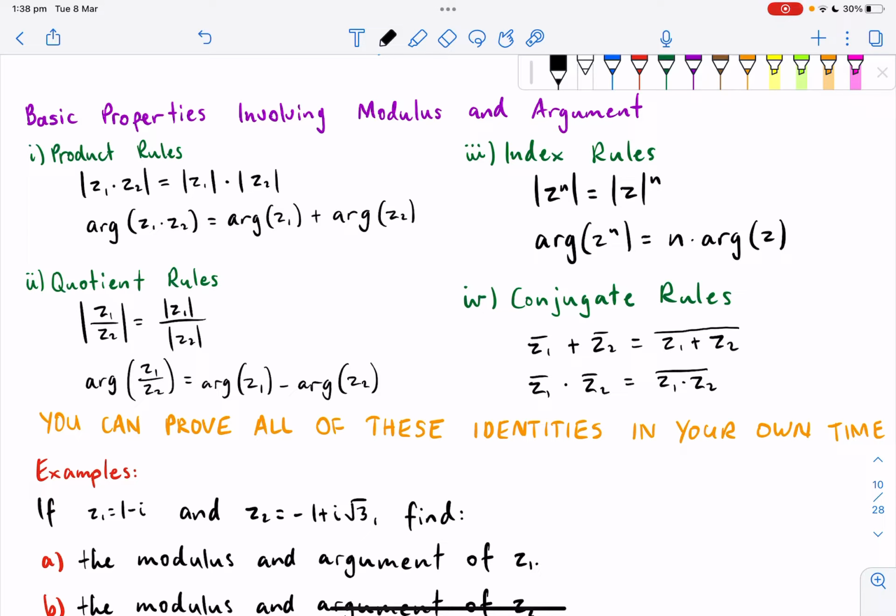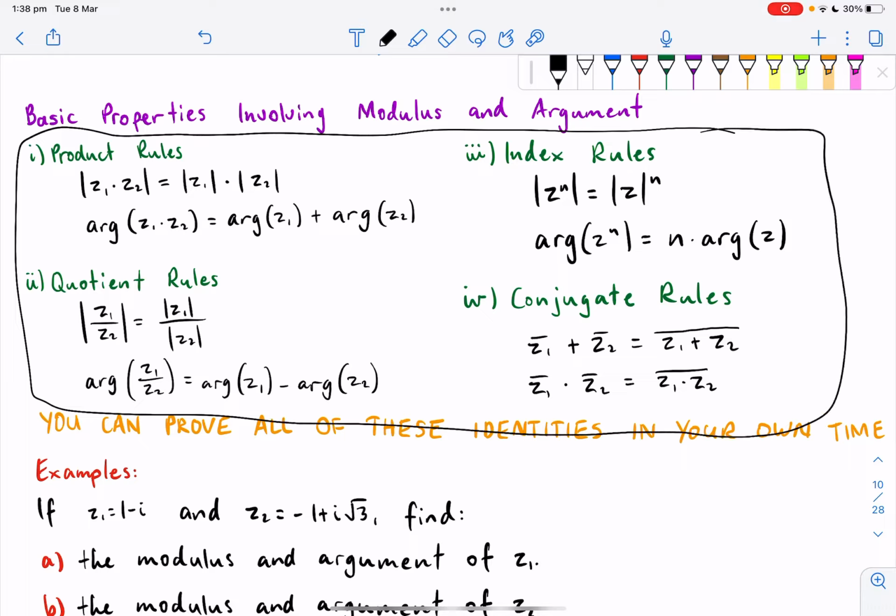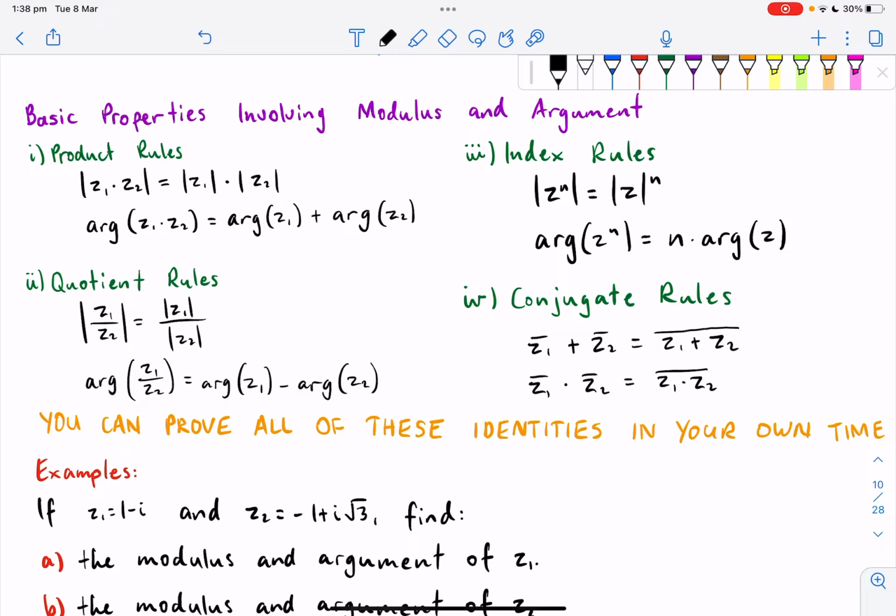So we're continuing with modulus arguments. With mod-arg, modulus argument questions, we've got some identities or properties or rules, you could say, that we need to be aware of. And they're right in front of you on your screen. These are just some basic properties involving modulus and argument. So we're going to observe one by one and see how we can utilize them when we're doing our problem solving with complex numbers, and we'll see this through some examples.